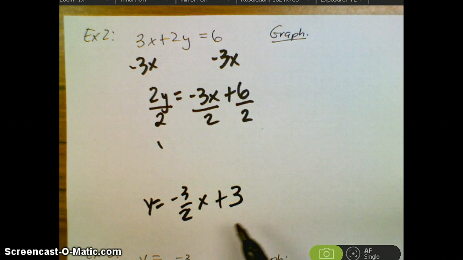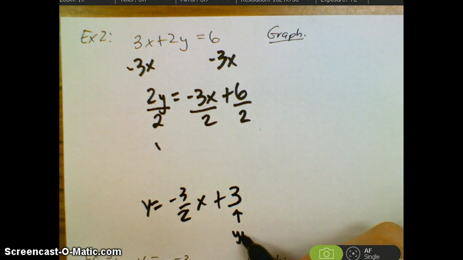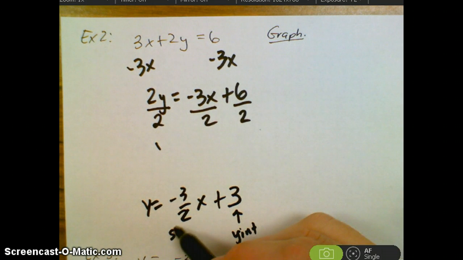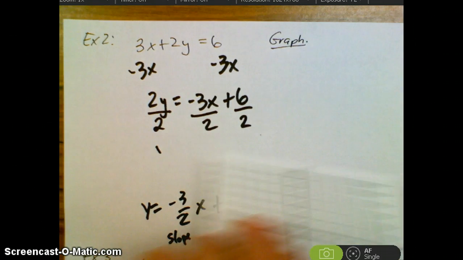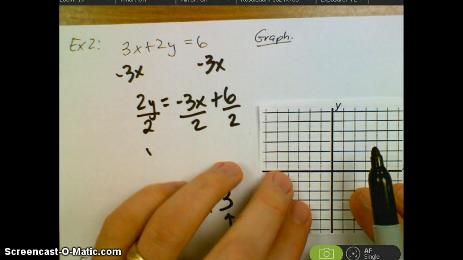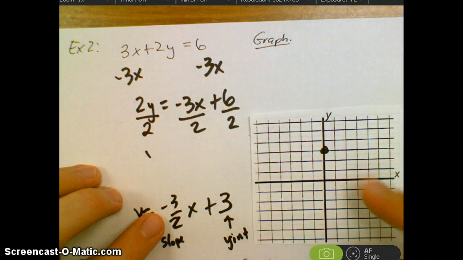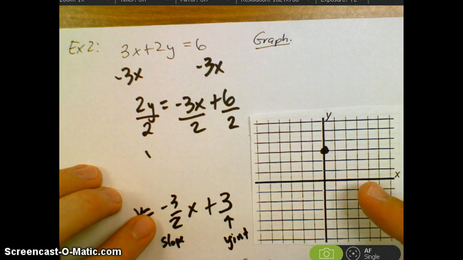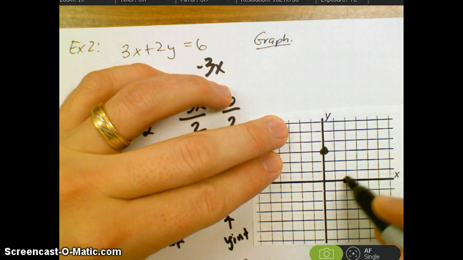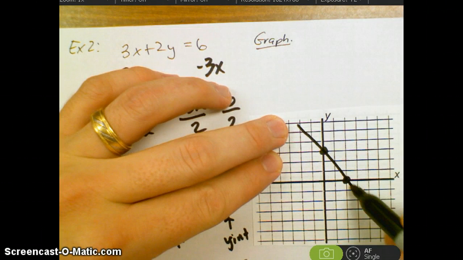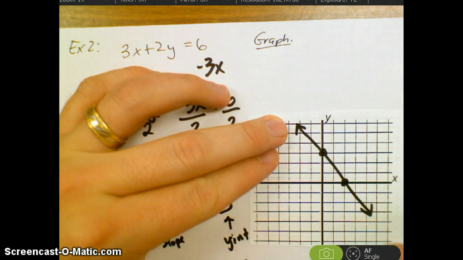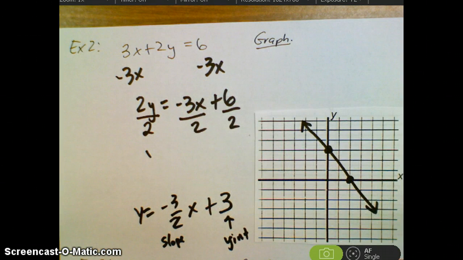So when we graph this, again, this is our y-intercept, and this is our slope. We start with the y-intercept of 3, so up 3, 1, 2, 3, and put a dot. And our slope now is a negative, so our plane has to crash, or it's going down. So 1, 2, 3, 1, 2, and there's my graph. So that's one way to do it.